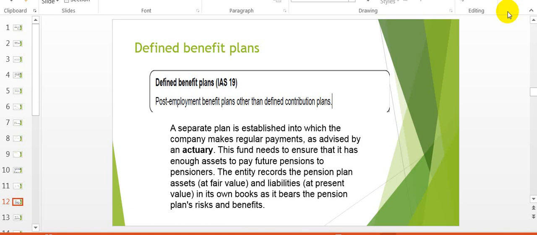The entity will record the pension plan in its books. As the employees render their services, the employer needs to record a liability, which will be recorded at present value. Although the plan is managed by a third party, the entity also needs to keep a record in its books of the pension plan.